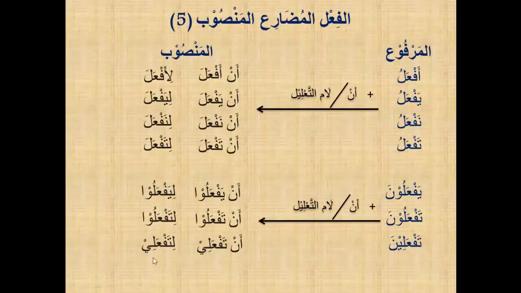What do we observe that has changed? What's different? We've dropped the noon. So for يفعلون and تفعلون, we've omitted or erased the noon, and we've left an alif at the end. But for anti, we simply drop the noon and leave it as a ya.